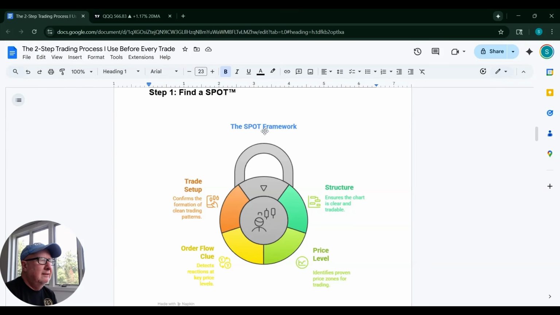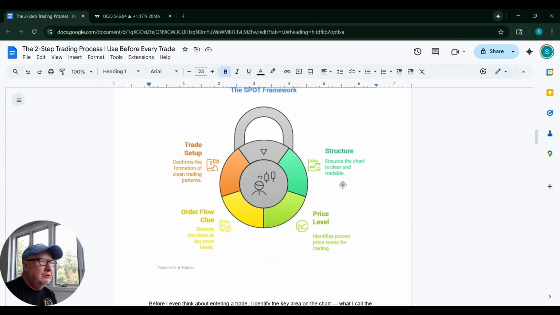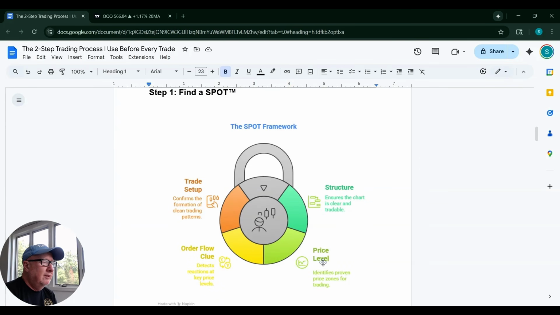This is what SPOT stands for: structure, price level, order flow, and trade setup. The structure is the first part. And again, it's hard to believe how many traders don't even bother with this extremely important piece of a trade. The structure is basically what you're looking for on a chart. Are you using the 20 moving average? Are you using Fibonacci levels? Are you using price action? There has to be some structure.